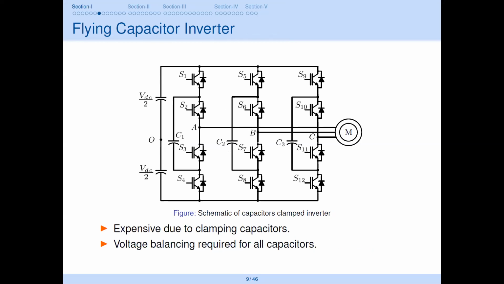In the flying capacitor topology, you replace the diodes with a capacitor, but here also you have to balance those capacitors in each switching cycle. And these capacitors can be electrolytic, so due to the cost of the capacitors, the topology itself can be expensive.